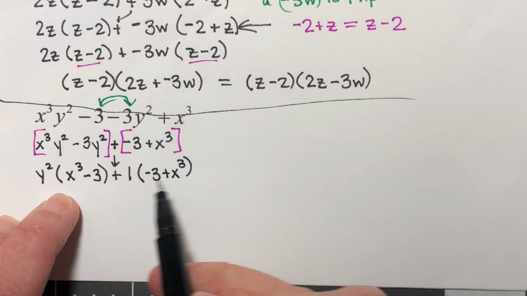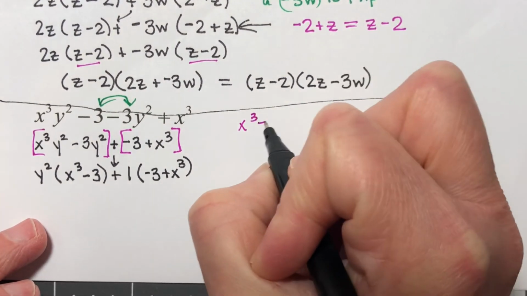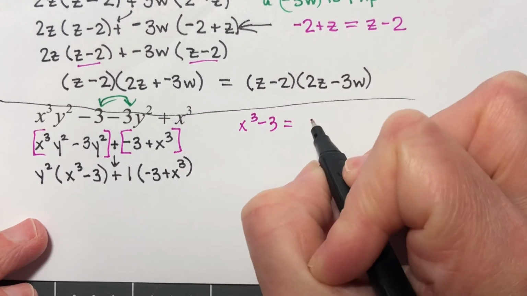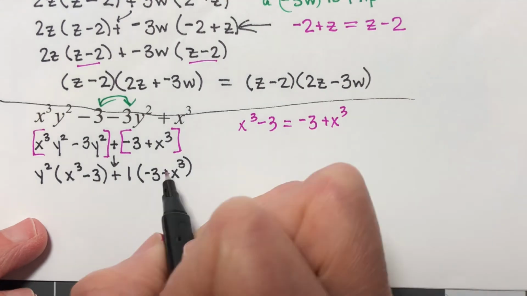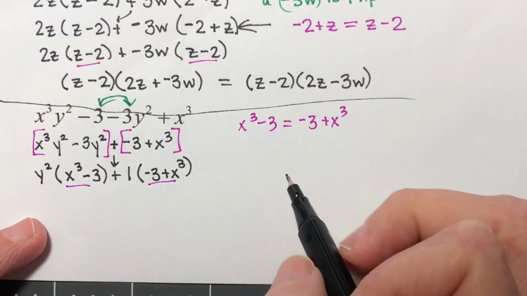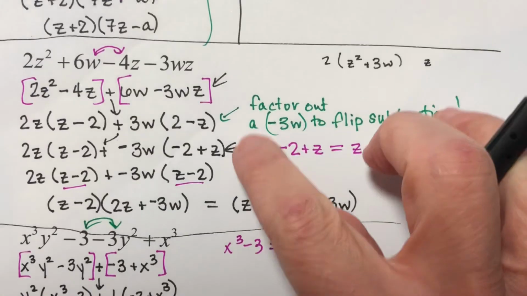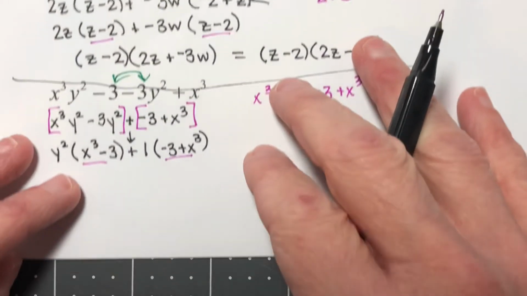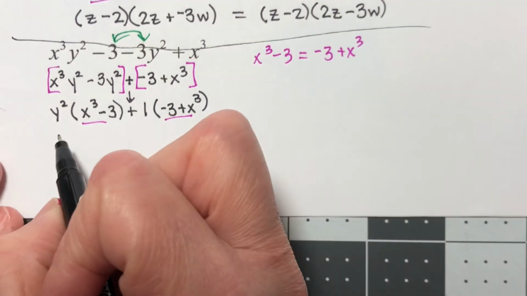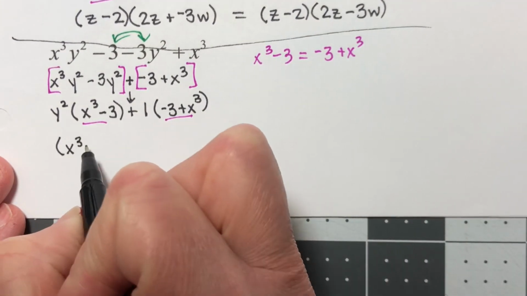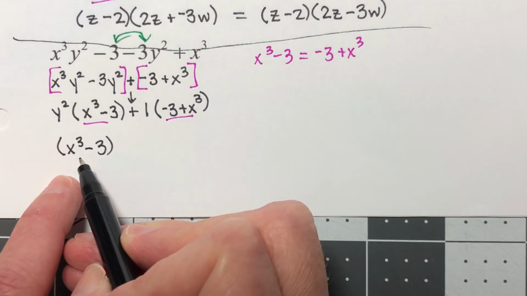Now, if you look, these two things are the same, right? X cubed minus 3 is the same thing as negative 3 plus x cubed. They're just switched in the order. So these are the same. You can either do the rewriting step like we did on the previous problem, or you can just recognize they're the same, and when you go to write them down, write down the more standard form, which would be x cubed minus 3. I've written it down once.